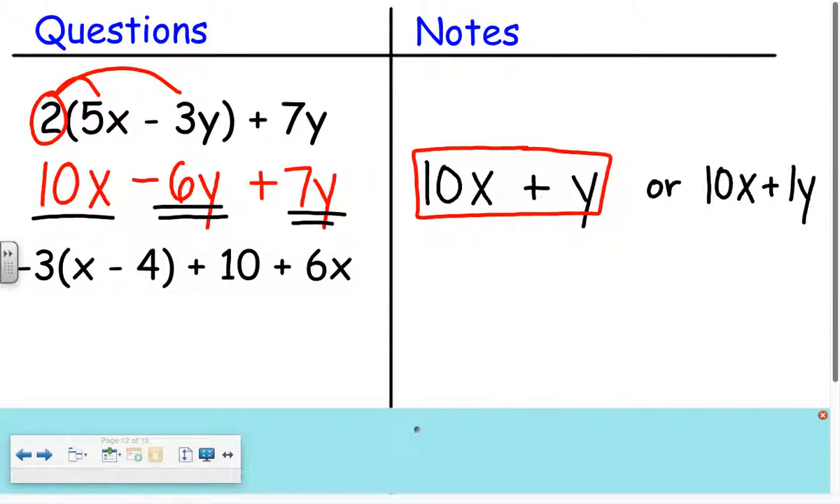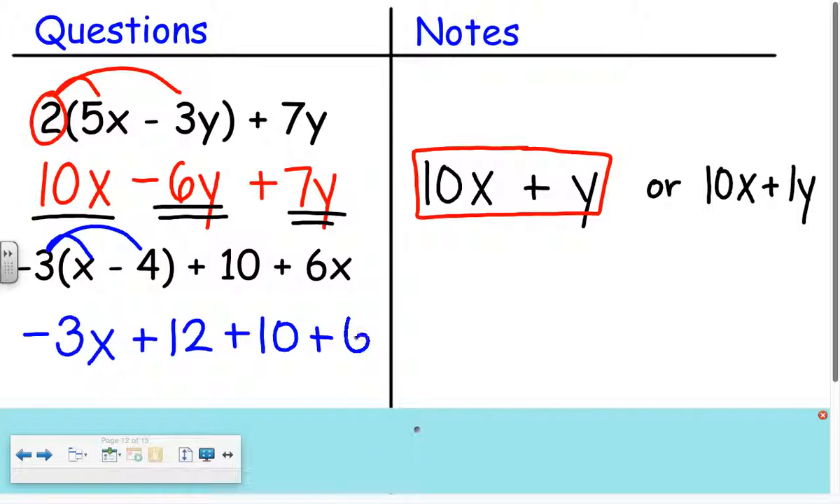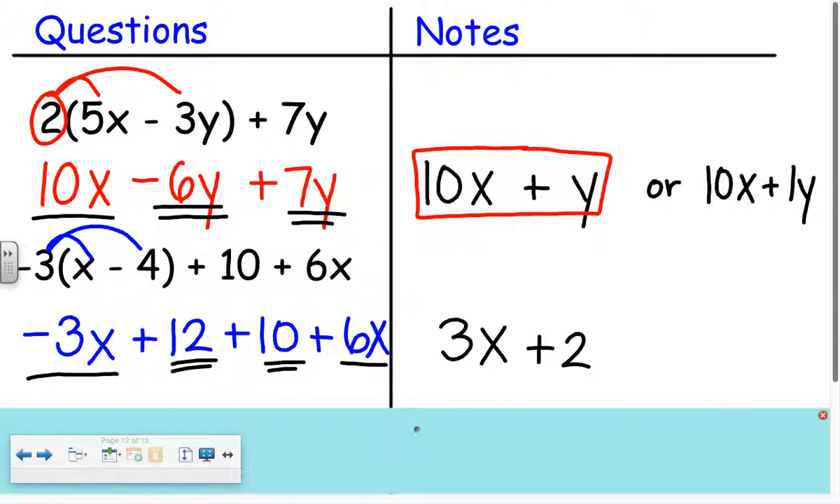All right, this one we are distributing a negative 3. Negative 3 times x is negative 3x. Negative 3 times negative 4 is positive 12. Copy down the rest of the problem. And do my underlining. Negative 3x and 6x makes 3x. 12 and 10 make 22. 3x plus 22.